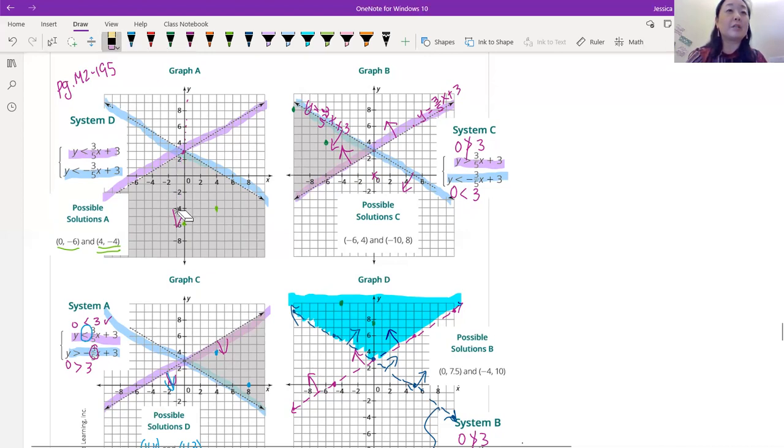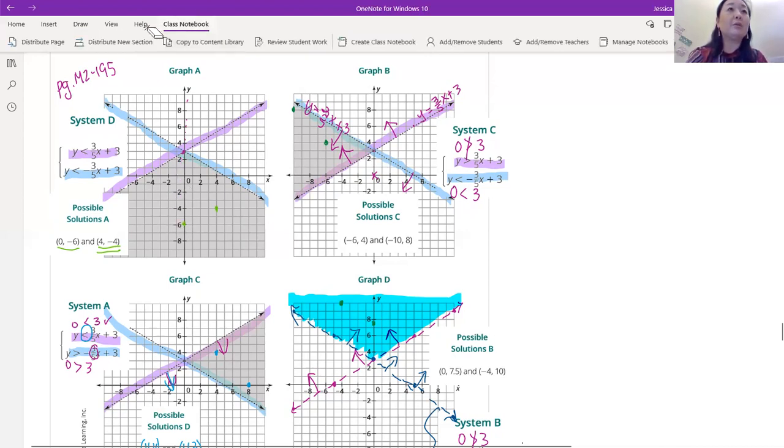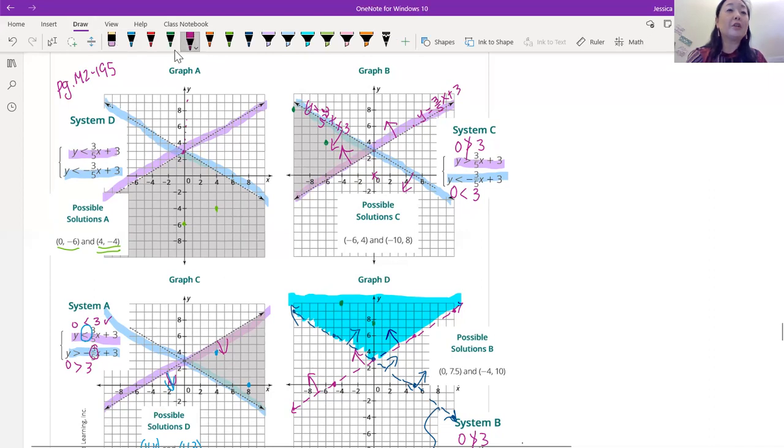So let me just redo that. We know that the shading is going to be underneath this purple line. Underneath the purple line. And then if you look at the blue one right here, it says y is less than as well. We know it's going to be underneath the blue line, going towards where the y's are getting more negative.